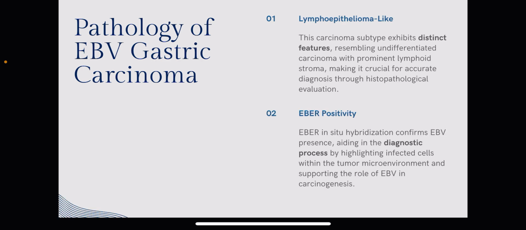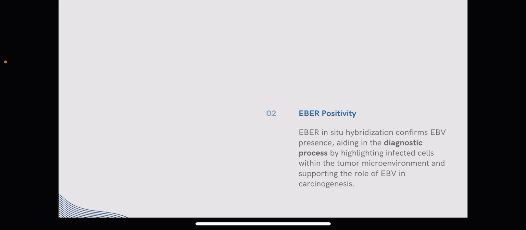Now let's see the pathology of Epstein-Barr virus associated gastric carcinoma. There is lymphoepithelioma-like carcinoma. This carcinoma subtype exhibits distinctive features resembling undifferentiated carcinoma with prominent lymphoid stroma, making it crucial for accurate diagnosis through histopathological evaluation. And EBER positivity. EBER in situ hybridization confirms the EBV presence, aiding in the diagnostic process by highlighting infected cells within the tumor microenvironment and supporting the role of EBV in carcinogenesis.